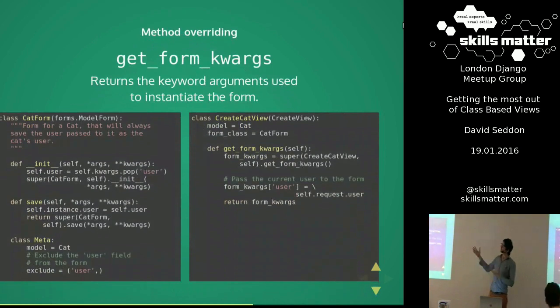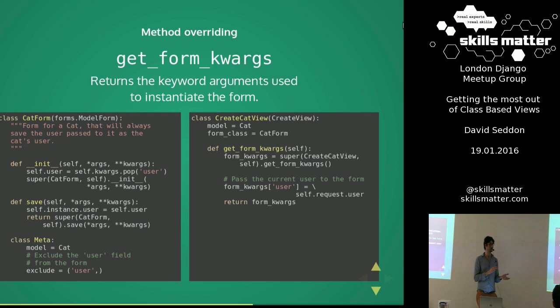This one, a bit more to it. Get form keyword arguments. I love this because you can start to build APIs within your form so it can expect certain keyword arguments. So, for example, let's say you wanted to have a situation where someone creates a cat and you store the author on that cat.